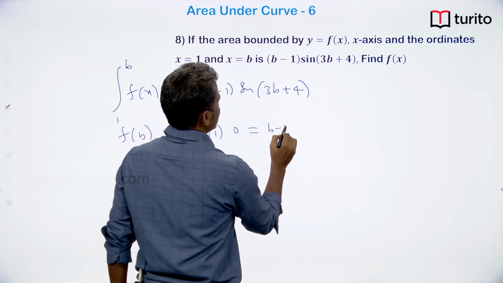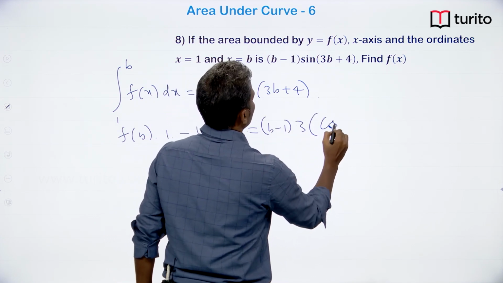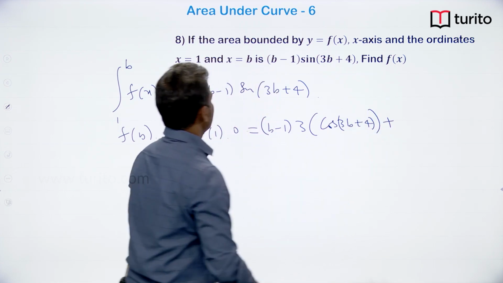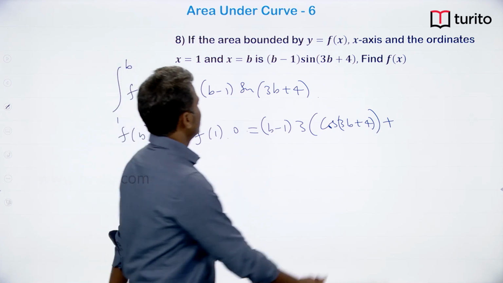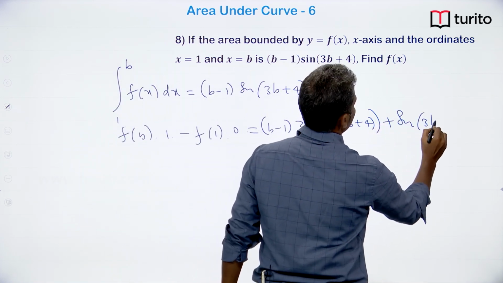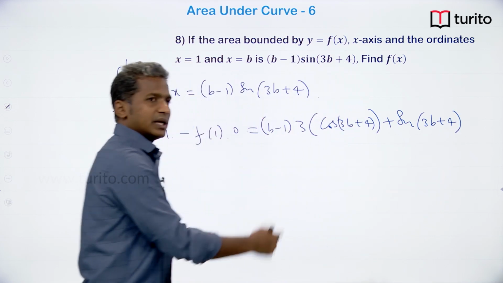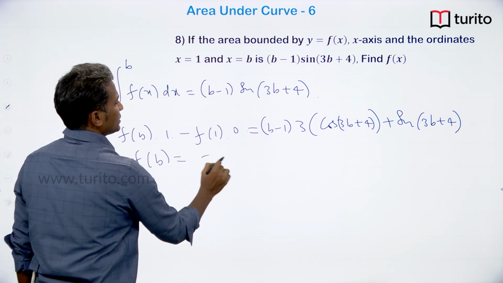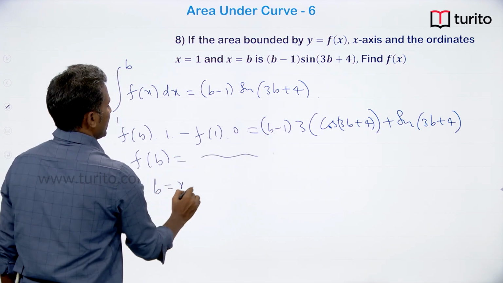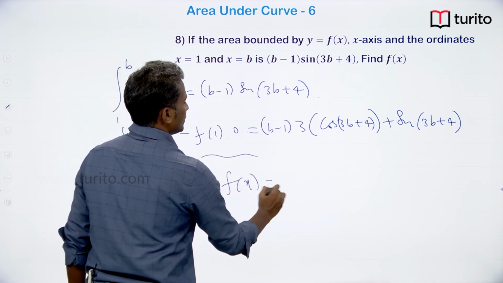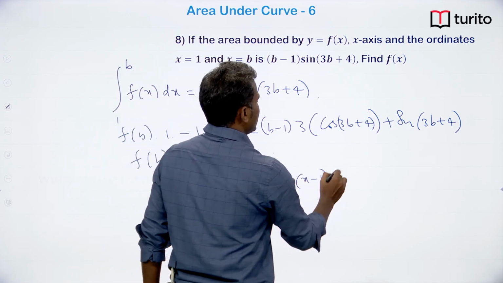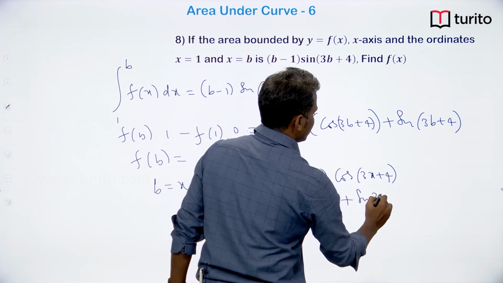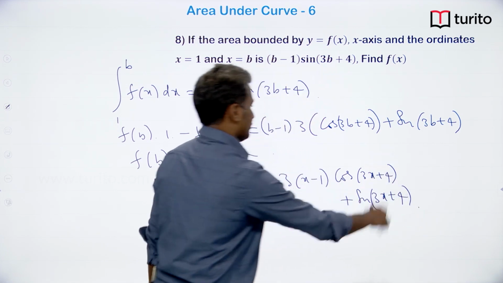So it becomes (b minus 1) into 3 into cos(3b plus 4), plus, basically I am applying the product rule, sine of (3b plus 4). Now if I simplify this, what do I get? F of b is equal to something. So in place of b if I put x, I will get f of x equal to 3 into (x minus 1) into cos(3x plus 4) plus sine(3x plus 4). So this becomes our function.